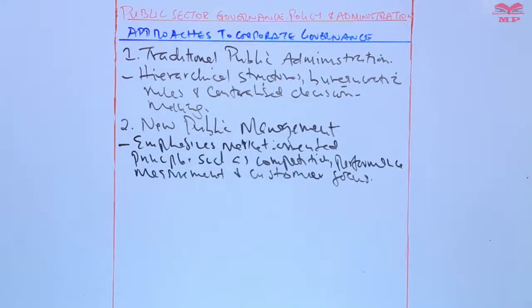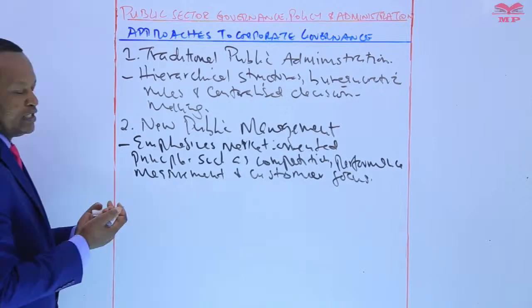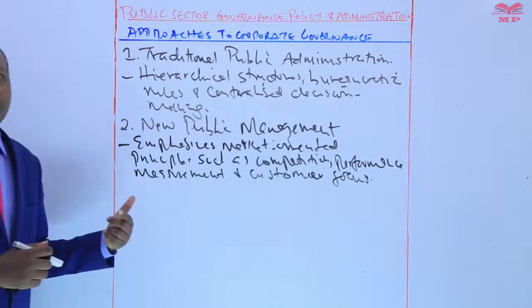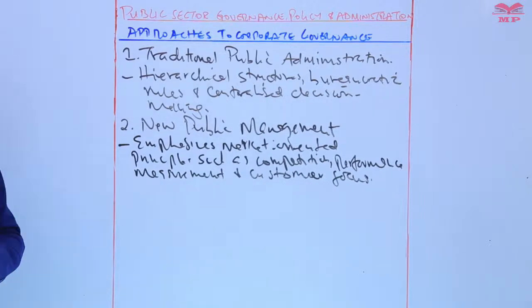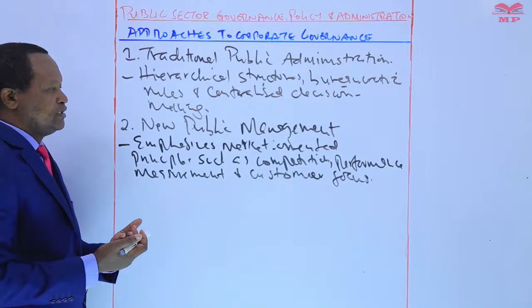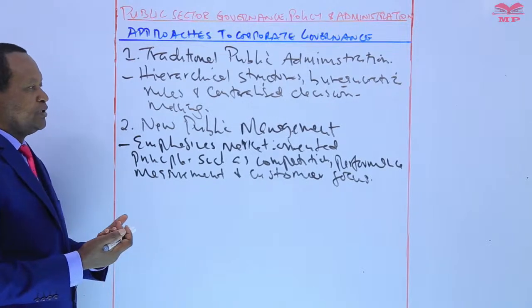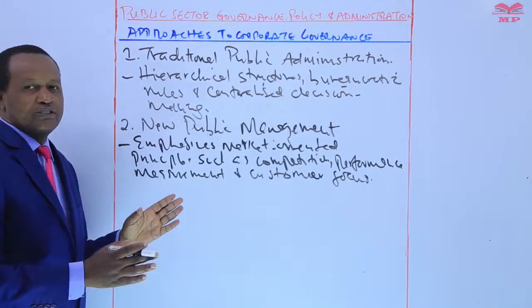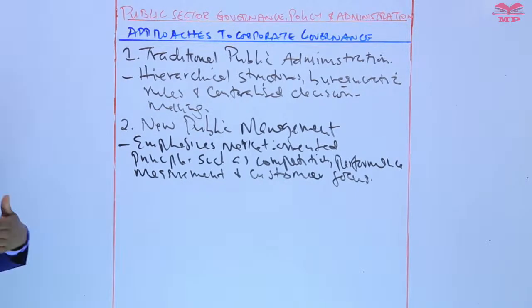Do you understand? And candidates, the new public management also aims to improve efficiency and effectiveness, but at the neglect of social equity. So that is the downside of the new public management. It focuses mainly on the economic side of things at the neglect of the social equity.